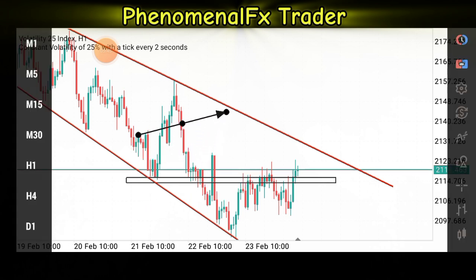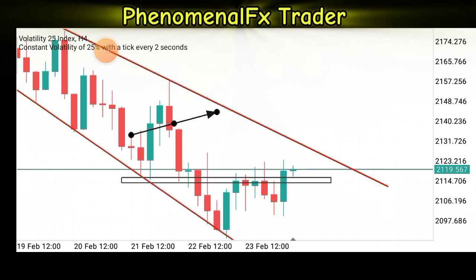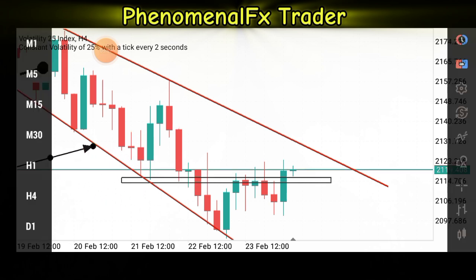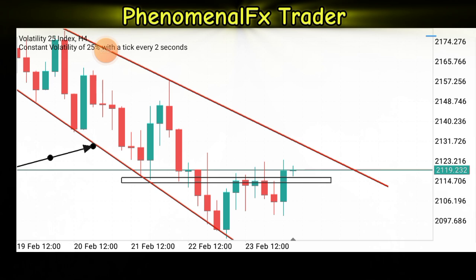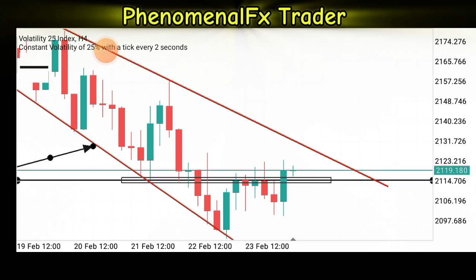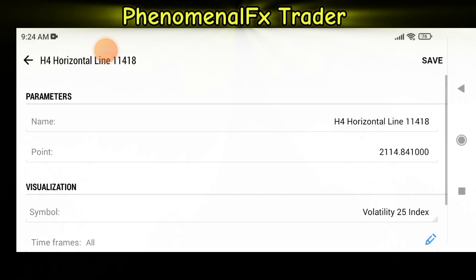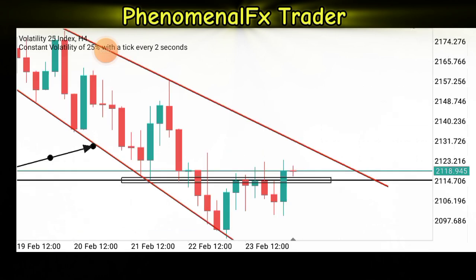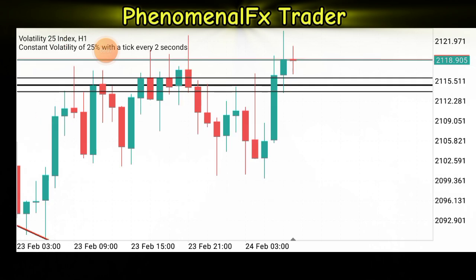If I can, we can just pin them out. Let me see if I can use a horizontal line to mark. Okay, then I want to change this color to see if I can. Okay, I think I can still see them clearly when I go to the lower time frame. All right, so let me go to the 1 hourly time frame.